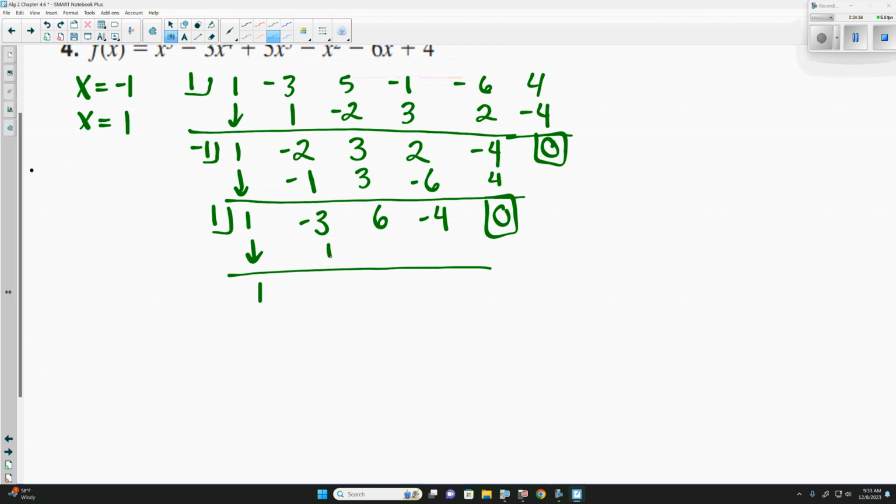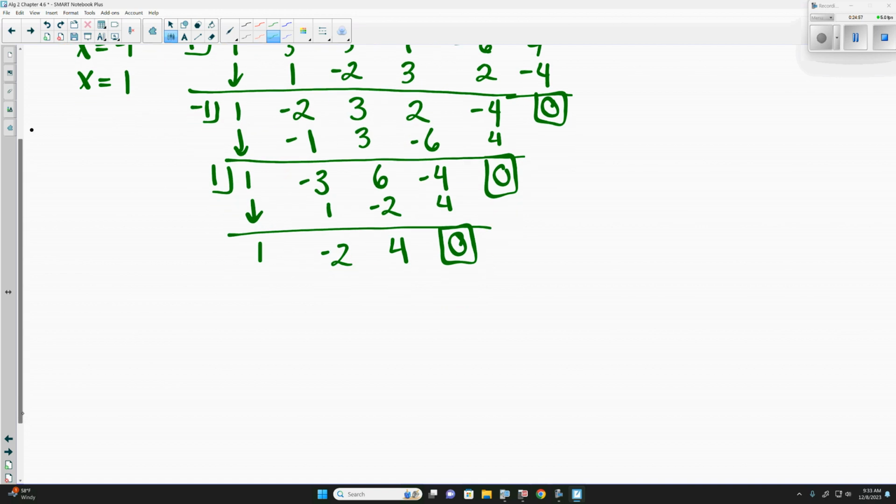1 times 1 is 1, -3 plus 1 is -2. 1 times -2 is -2, 6 plus -2 is 4, 1 times 4 is 4, and -4 plus 4 is 0. So we get to this point here. Interestingly enough, if it doesn't work at any point along the way, it's not going to work again, because what we're doing with this synthetic division is removing solutions from the solution set.